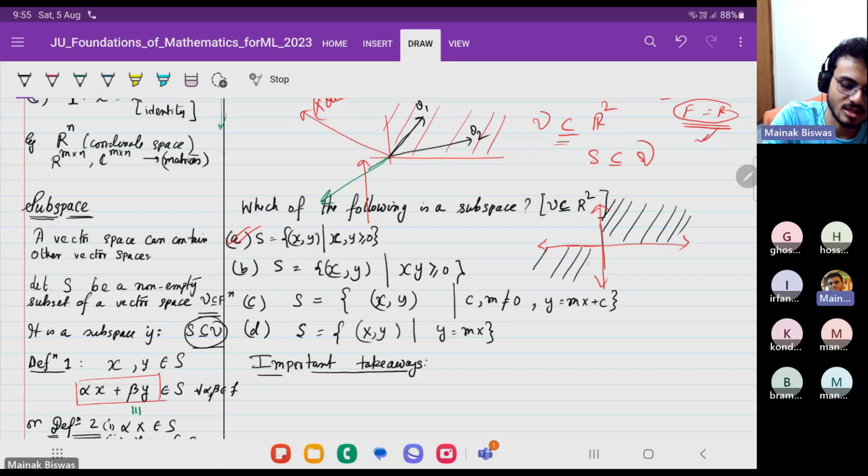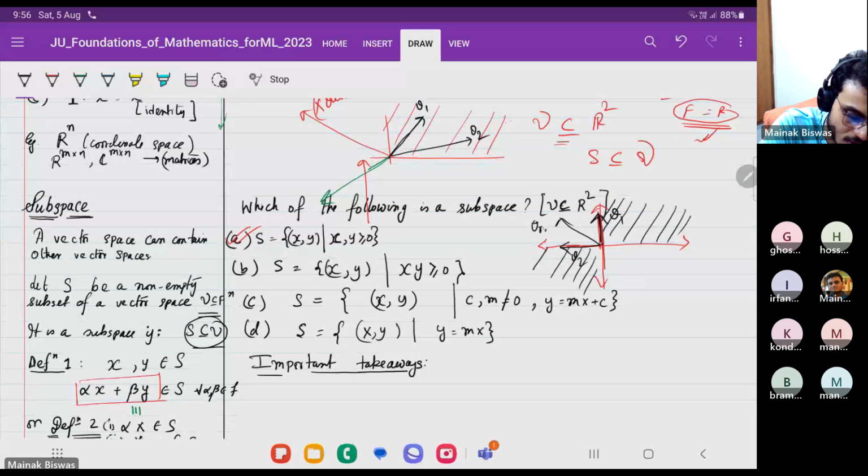Do you agree this is x, y greater than 0? It is a subspace. Okay, again. I will select one vector like this and another vector this way. For both these cases, x and y multiplication is greater than or equal to 0. Yes or no? But any linear combination of these vectors will be somewhere here, which does not belong to S. So not a subspace.